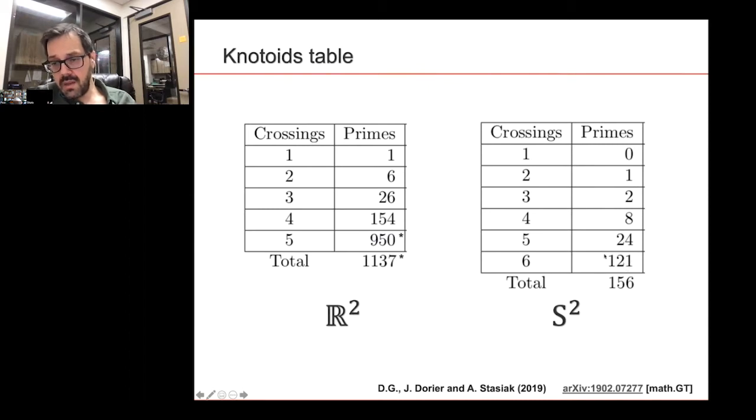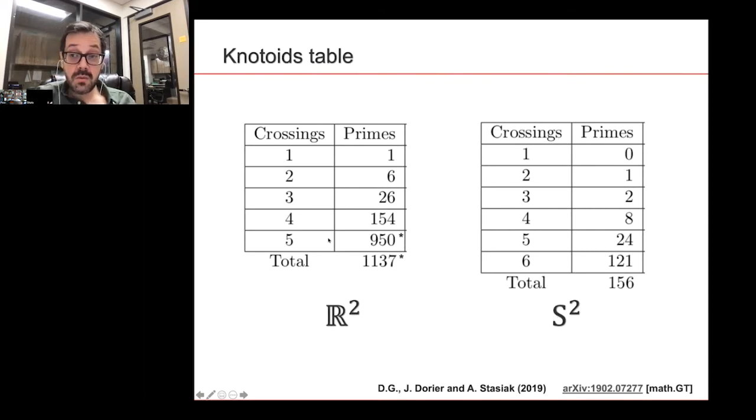All of them, I mean, if you take all of them and close them, somehow you will get to a 6-crossing knot, more or less, most of the time. Some will get to smaller knots, but most of them get in the 6-crossing region. In any case, you have 156 in total knotoids on the sphere with up to 6 crossings.